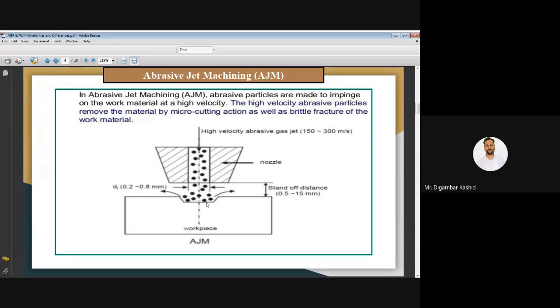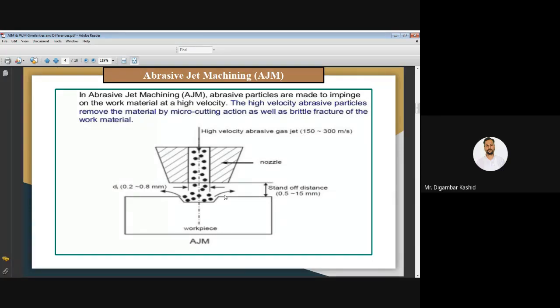Now here one question may arise: at what velocity can you strike your abrasive gas, or abrasive air, as you can also call it? As per the standard, you can maintain a velocity of 150 to 300 meters per second.